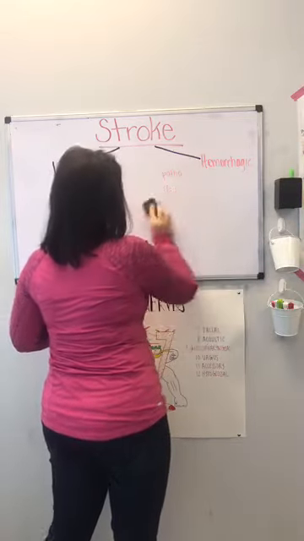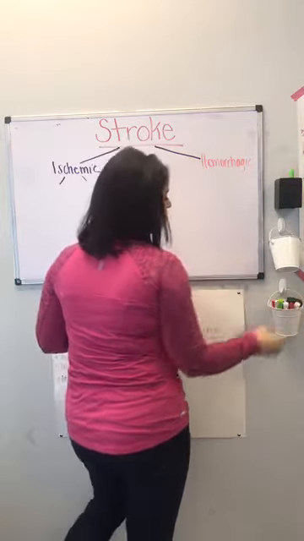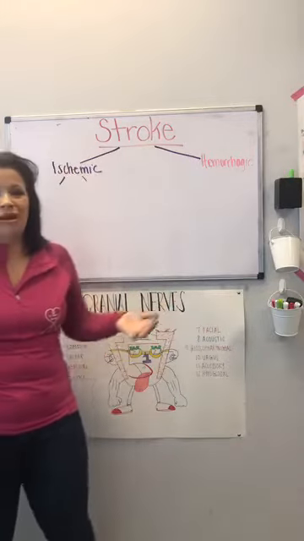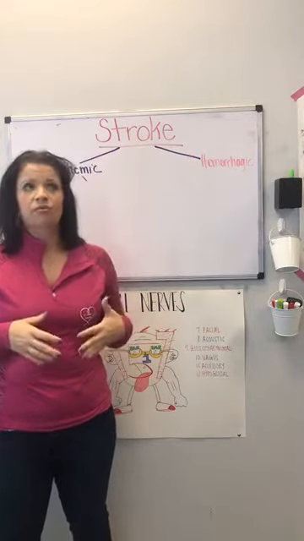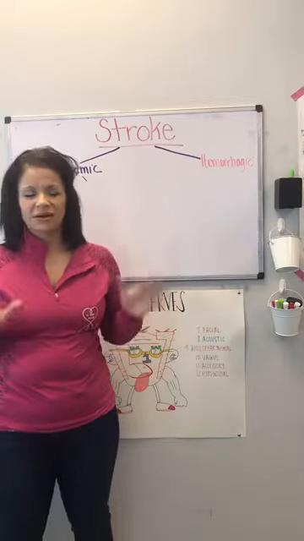All right, so let's first start out with what is a stroke. When people think stroke, they know something happens to the brain, but they're not really sure exactly what that looks like.